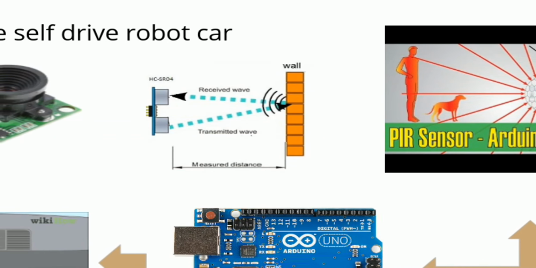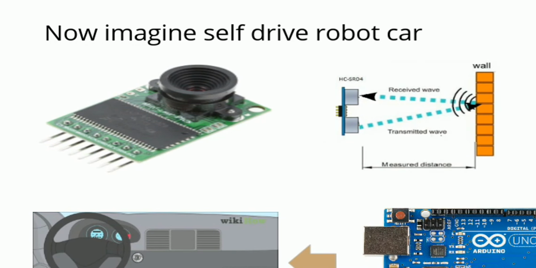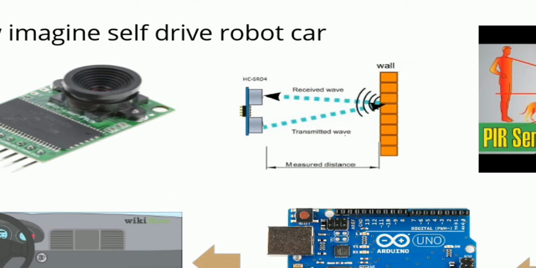What is, for example, just take a camera. The camera will give an image to our Arduino, and our Arduino will calculate that image and give the instruction to our brake or our accelerator. Just think about it. If a car is moving in a straight direction and a person crosses our car, automatically our car will be stopped.